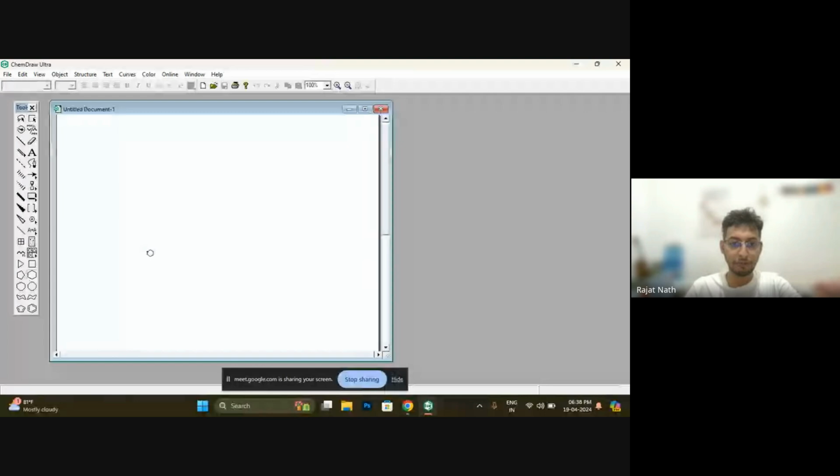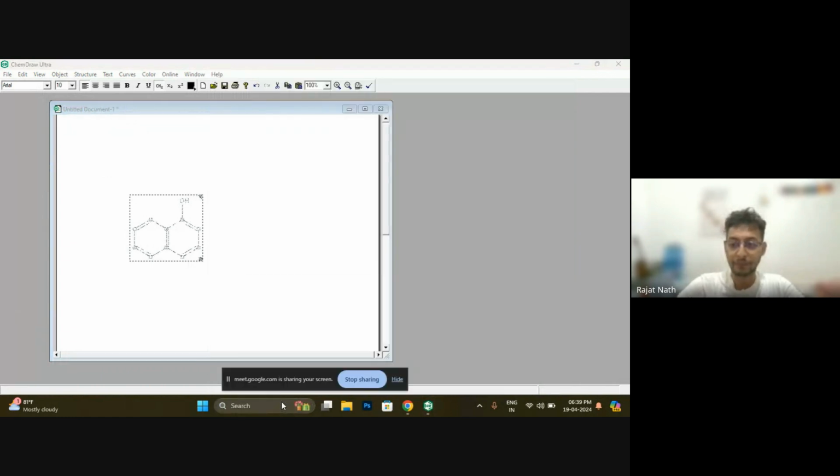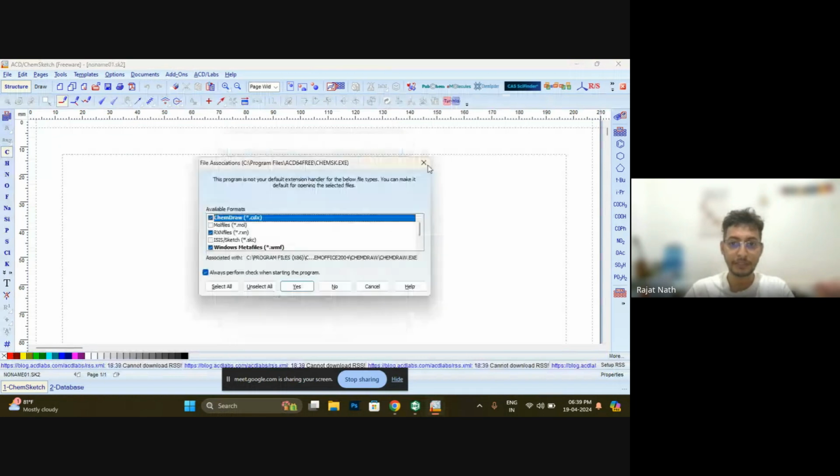I will draw a structure, just a simple structure, like that. This is a benzene ring. Let's think this is one simple structure I have drawn. So I will select this structure, open ChemSketch, and then paste the structure.